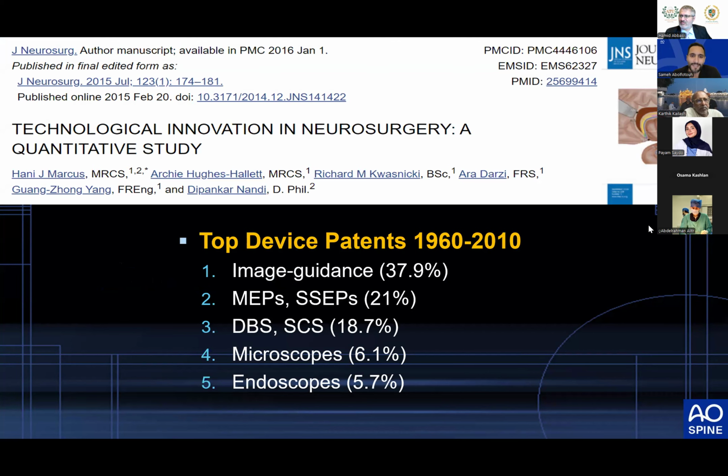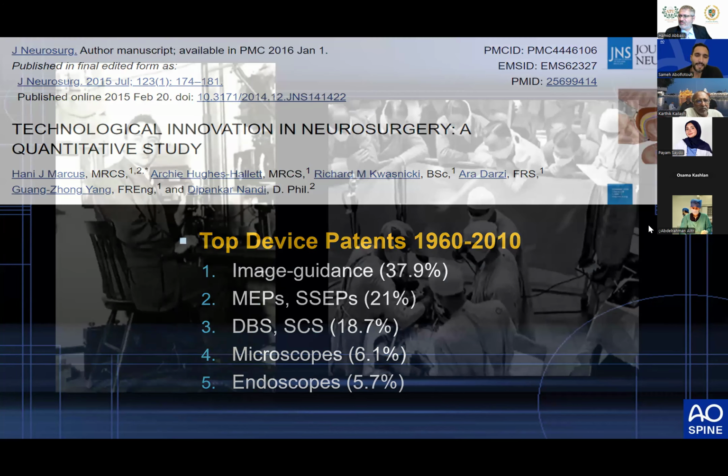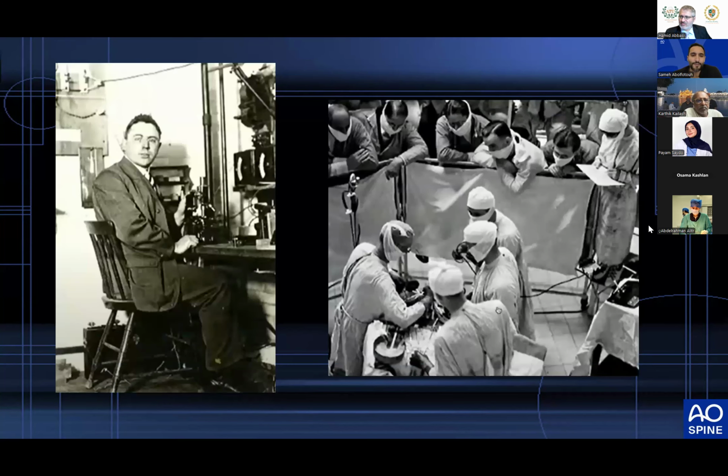Now, if we take a look at the literature between 1960 and 2010, you realize that almost 1/3 of the literature that came out in spine surgery was actually about image guidance. And the history of neurosurgery, I'm an orthopedic spine surgeon, and it hurts me to say this, but the history of neurosurgery is very rich. This is Bovie, by the way. Bovie was a neurosurgeon, and I can't imagine a surgery that's done without a Bovie today.